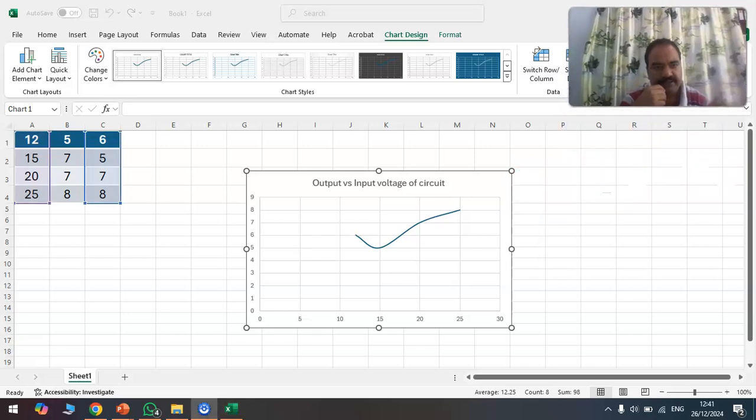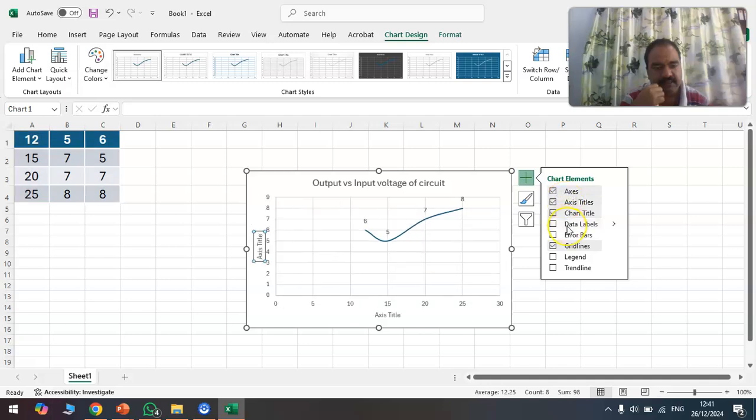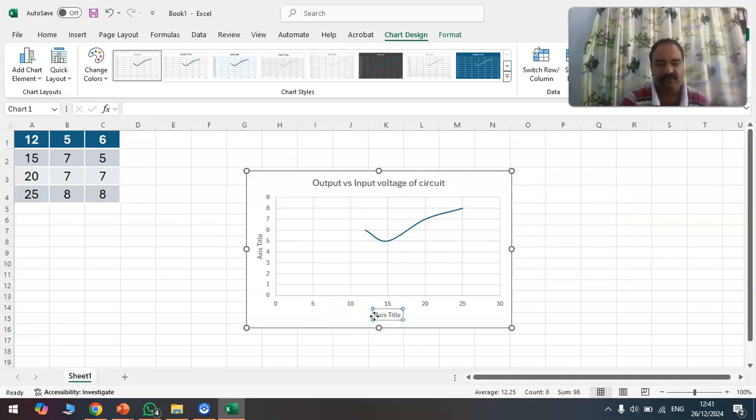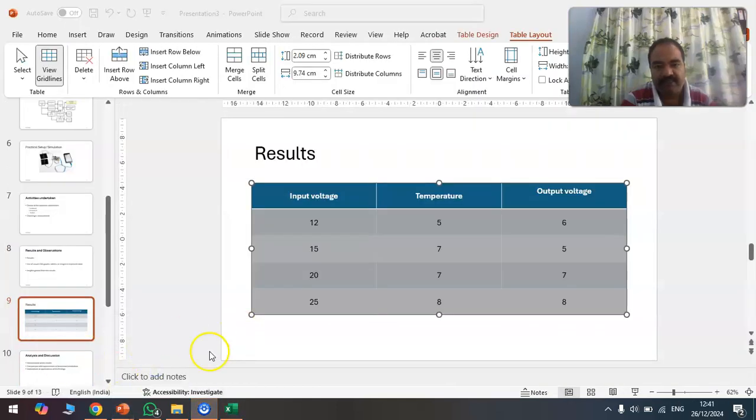You can add axis titles, you can add data labels, you can add legend, you can add whatever things. So far I'm using axis titles now. So my x-axis will be input voltage, my y-axis will be output voltage. Okay, like this you can add. And now I'll copy this entire figure, Control C, and I'm placing it here in the analysis section.